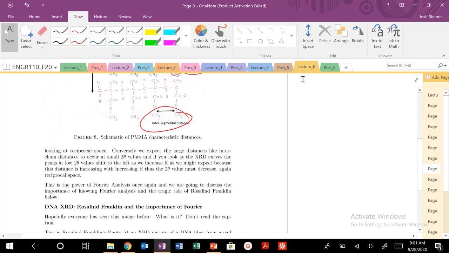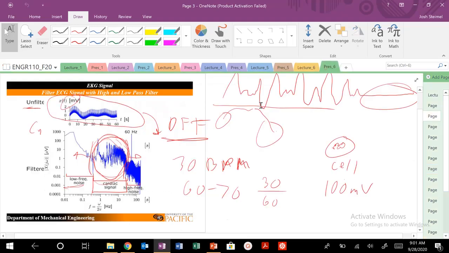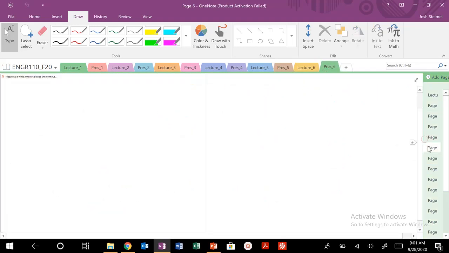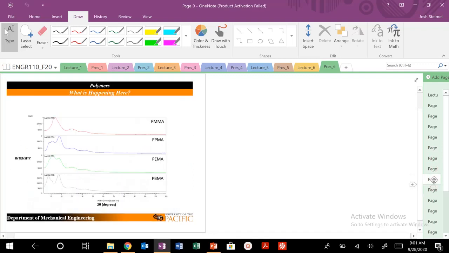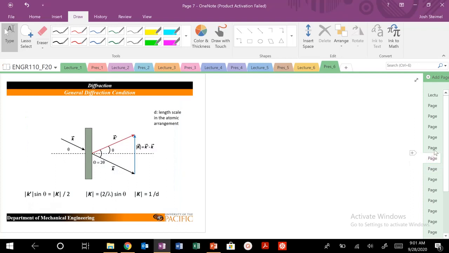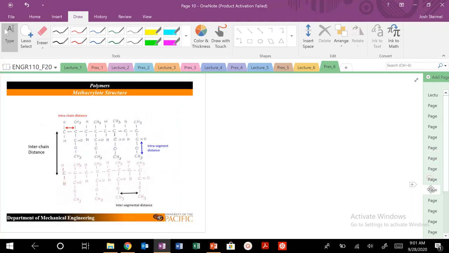So let's go to my presentation. Here we go. Bragg, all this good stuff. Large values of 2 theta correspond to small distances, and these peaks are not changing in terms of 2 theta. They're not shifting at all. That makes sense because those distances aren't changing depending on the R length of my methacrylate series, which I don't have here.